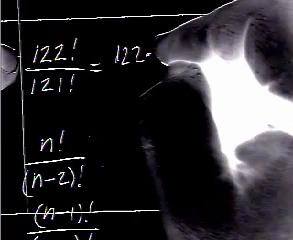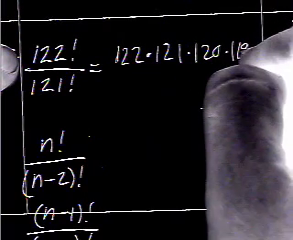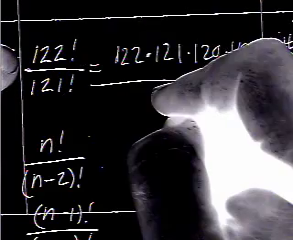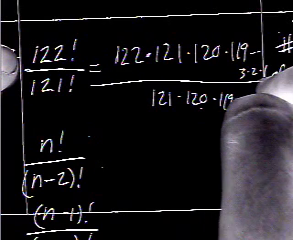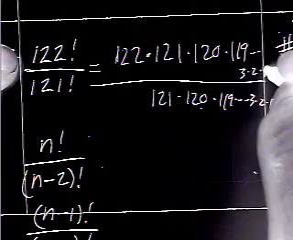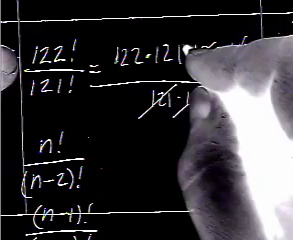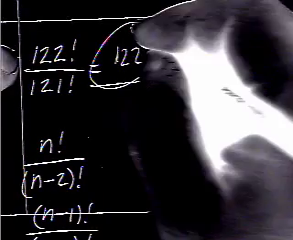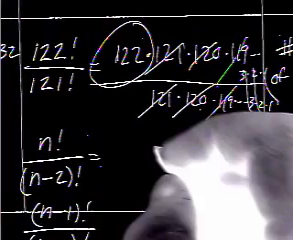understand what you got. 122 times 121 times 120 times 119, all the way down to 3, 2, and 1. And on the bottom we have 121 times 120 times 119 times all the way down to 3, 2, 1. Does anything cancel out? Well, of course they do. The ones. And the 2's and the 3's and everything up to 121 cancels out, leaving me 122. That was such an easy question. Only if you know your definition of factorial. Otherwise, you're panicking.